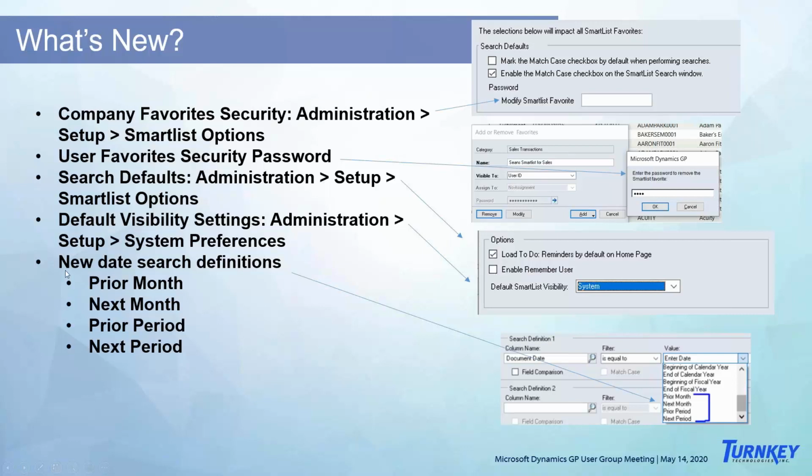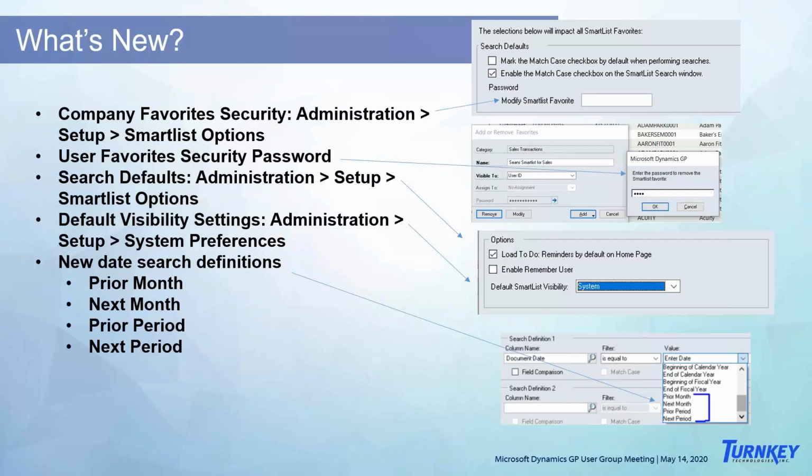And then the last one is probably one of my favorites that they've added in, is the ability to add some new date search definitions. So there's 4 new options down at the bottom of that when you're defining a date parameter for your search definitions. I find it extremely beneficial to set these types of things up, especially for your reminders on your homepage, to let you know of collections that you need to go look at or whatever it may be.